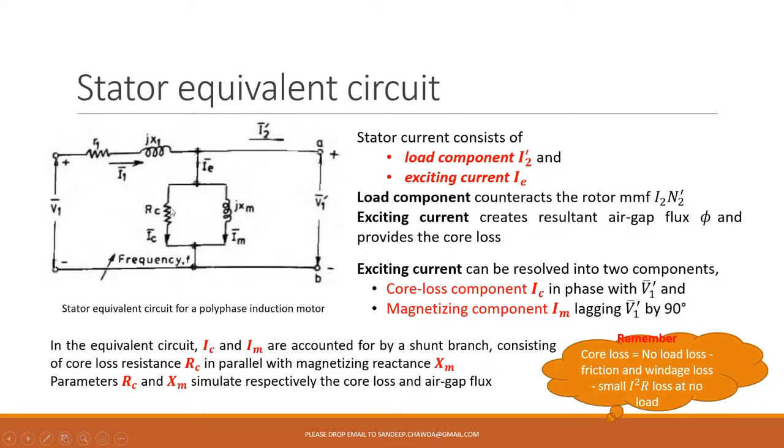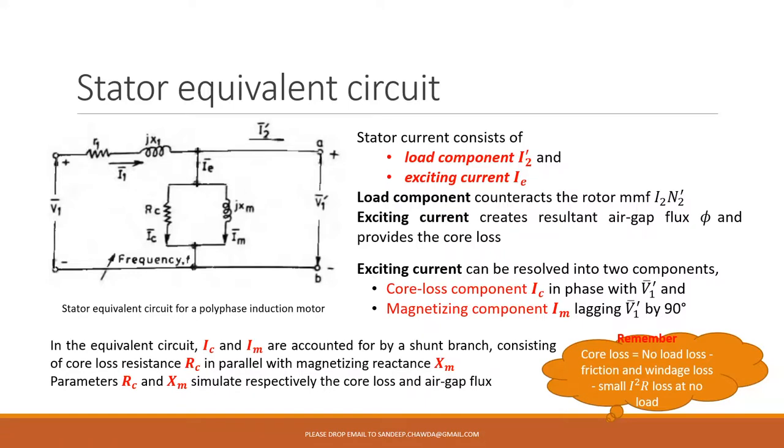IE will be split into two parts. Earlier there was I1, the stator current. It consists of the load component as well as the exciting current. So it is divided into two parts. Then this I1 is going to supply the core loss component, and it is also going to supply for magnetization. So the magnetizing current would be there. It is split into two again, so IC and IM will be there. So this is basically your stator equivalent circuit.